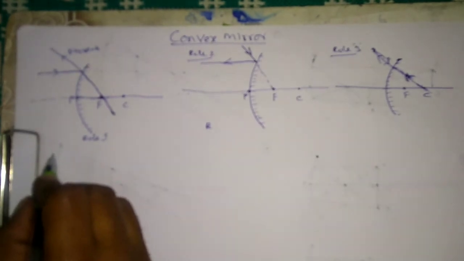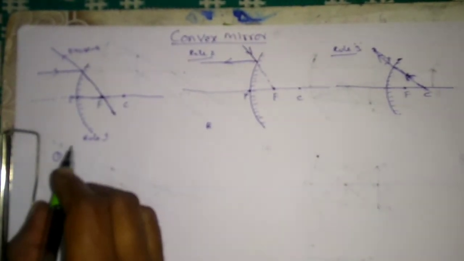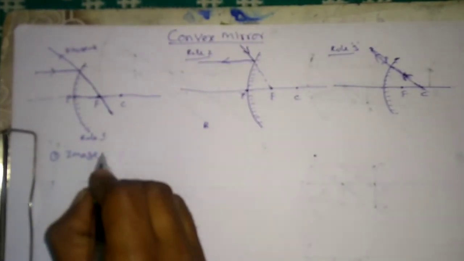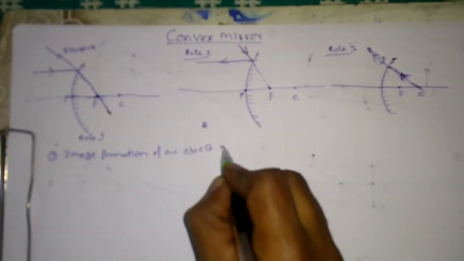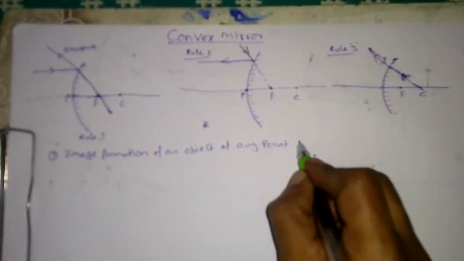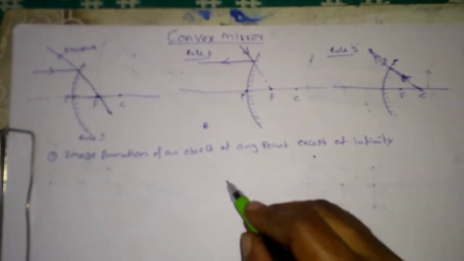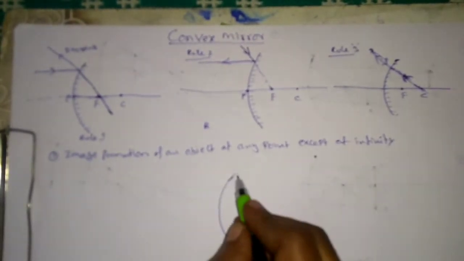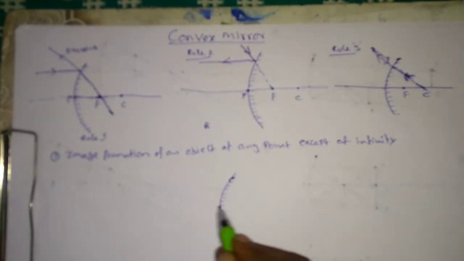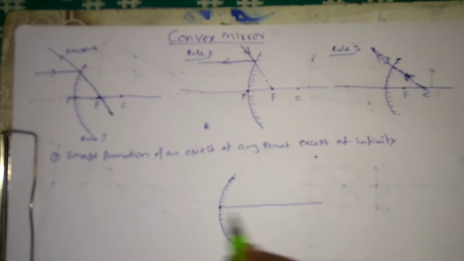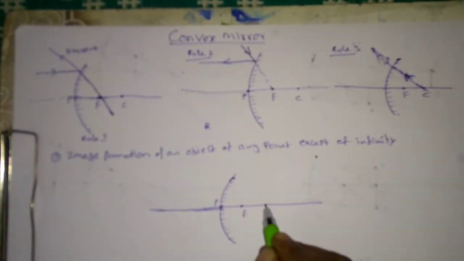Now, how is the image formed? Number one, image formation of an object at any point except at infinity. As usual, here we consider a spherical convex mirror, with the inside silver coated. This is the bulge side, this is the pole P, this is the focus point F, and this is the center of curvature C.